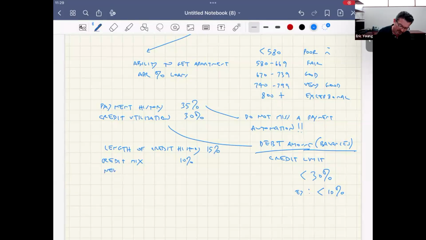And then finally, new credit inquiries are another 10%. In other words, if you're applying for loans a lot or applying for credit cards a lot, the bank is going to see that as a little bit of an issue and you're going to get a ding. So that's the FICO score. Your goal is to keep that score as tight as possible. Keep it high, protect it like a fragile little baby.